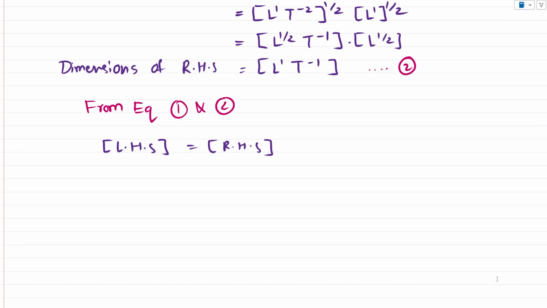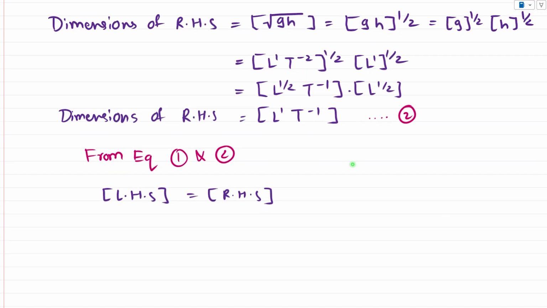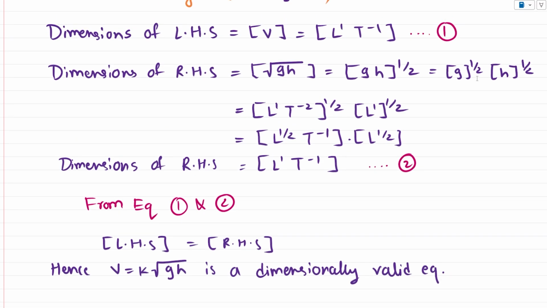And since हमारे expression के LHS और RHS के dimensions equal आए, hence we can say the expression V is equal to K into under root of G into H is a dimensionally valid equation. So हमारा जो dimensional analysis है, that has been proved. So it is dimensionally valid equation. And with this, we are done with the question.